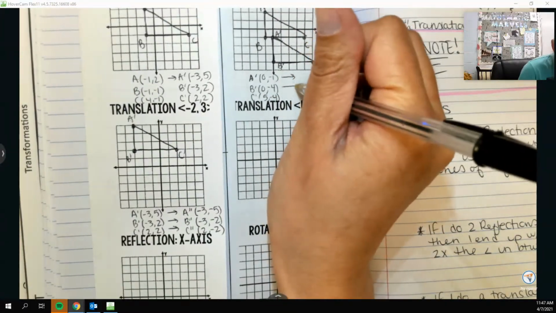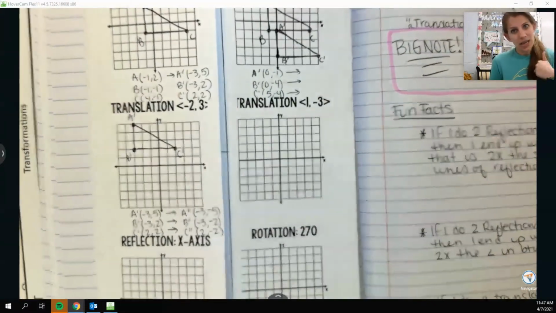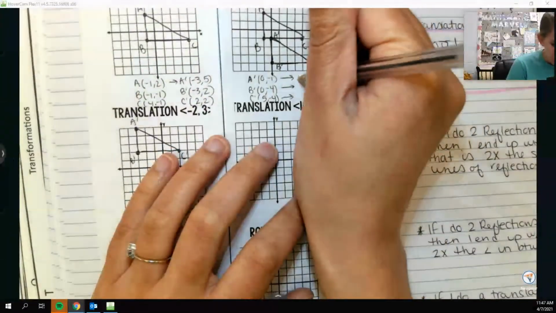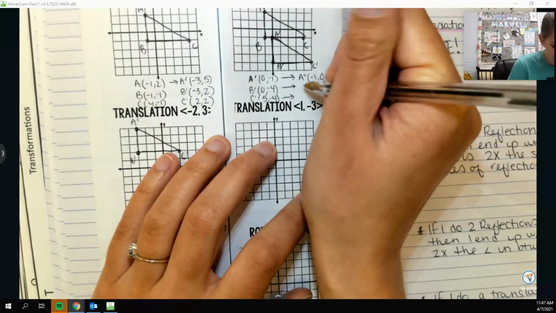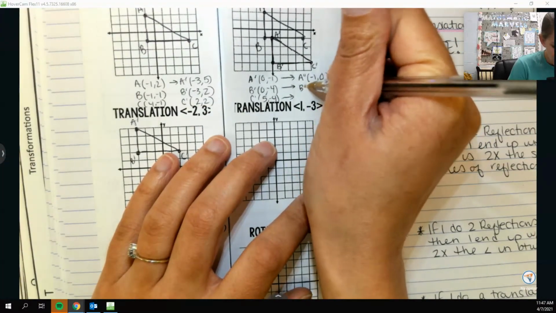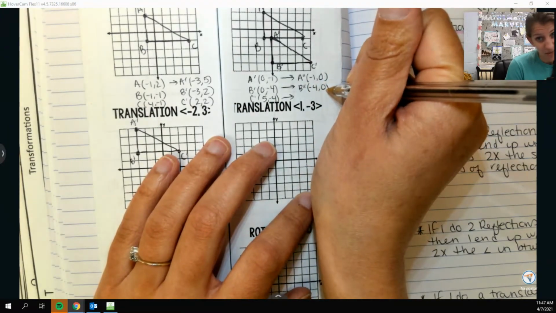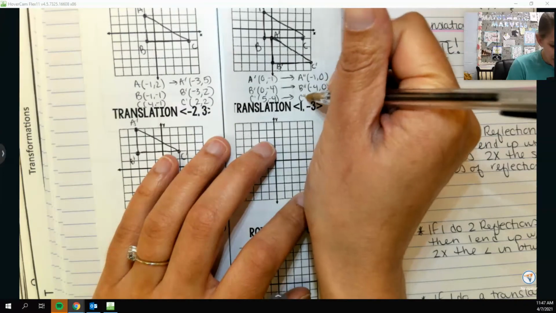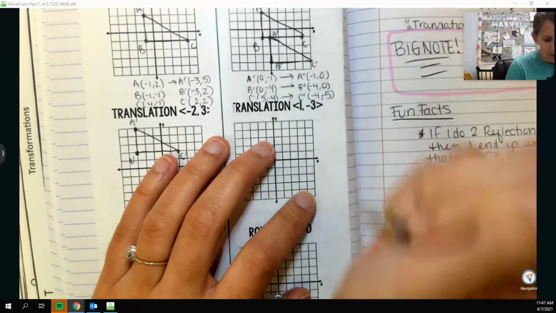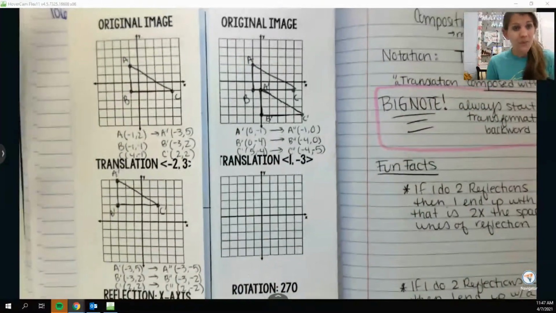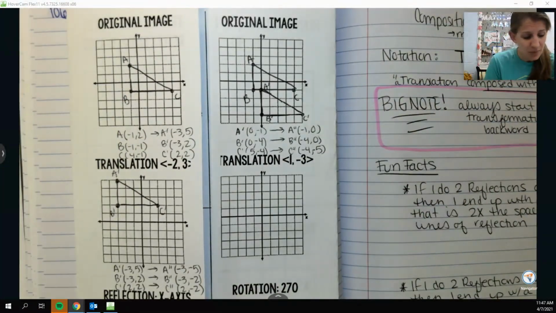And so if I do a rotation of 270, we switch and change the second one. So A double prime, I'm going to switch and change the second one. B double prime, I'm going to switch and change the second one. And C double prime, I'm going to switch and change the second one. So I like to do it all on one because I can just see it more clearly.